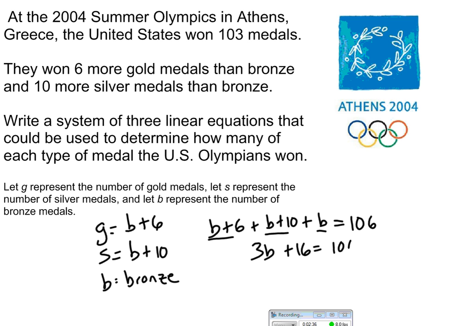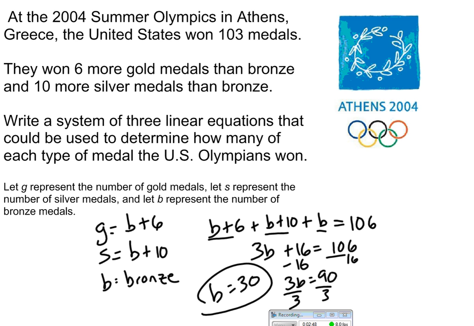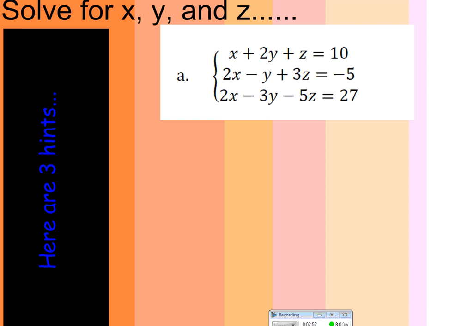then I can come back and figure out what the gold and the silver are. So B would equal 30. So they won 30 bronze, they won 40 silver, and they won 36 gold.